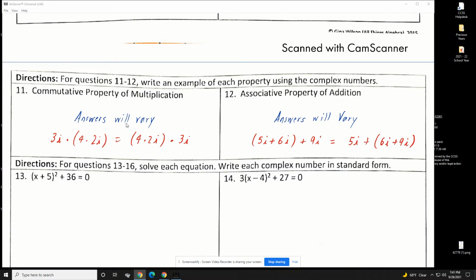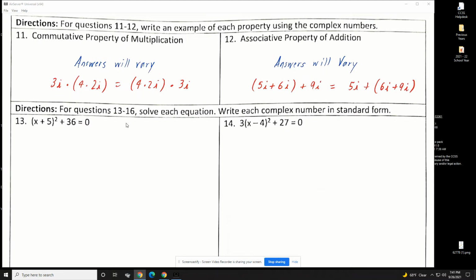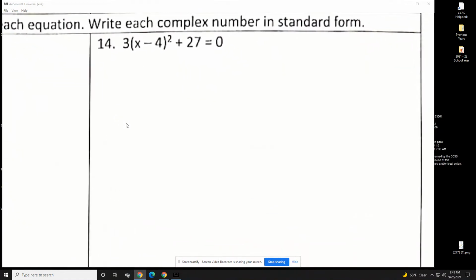That's commutative property. Number 12 is associative property. And you notice I didn't change the order. I just changed the parentheses. I changed the grouping. See, when the order changes, commutative property. When the grouping changes, that is associative. So this is associative property. Okay, so that leads us to number 14.